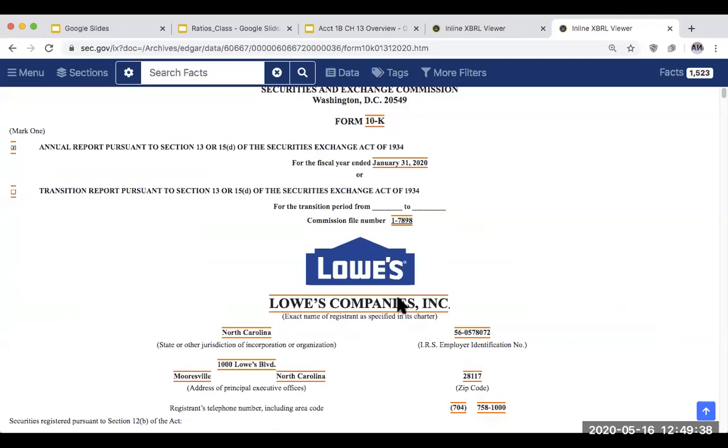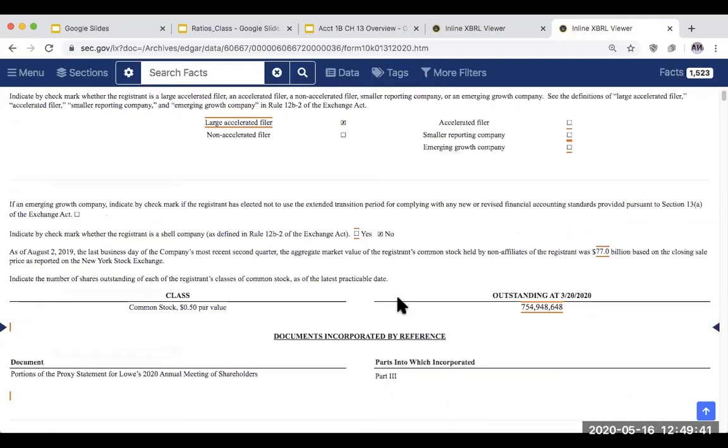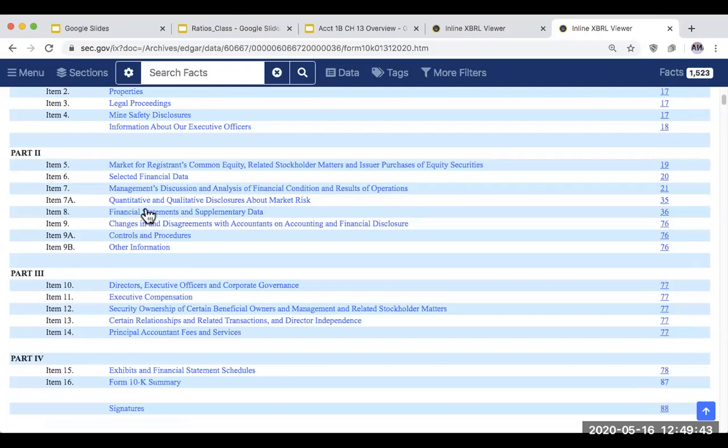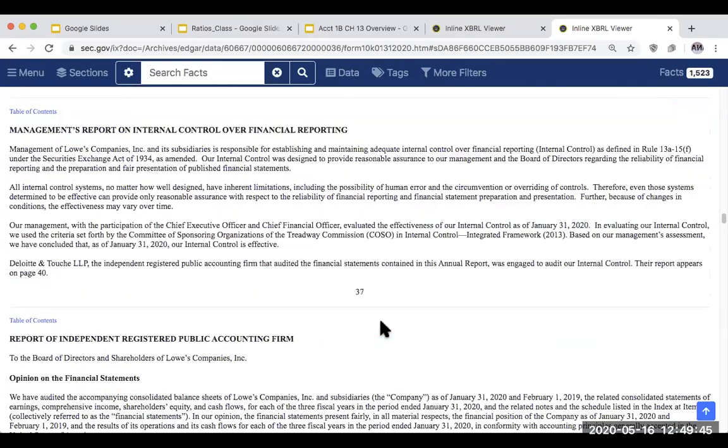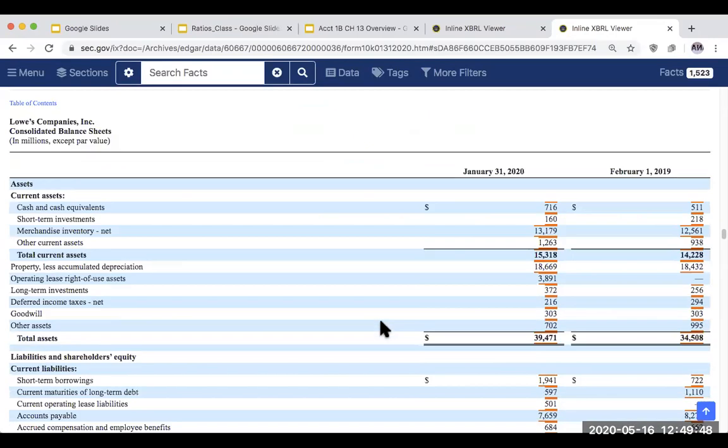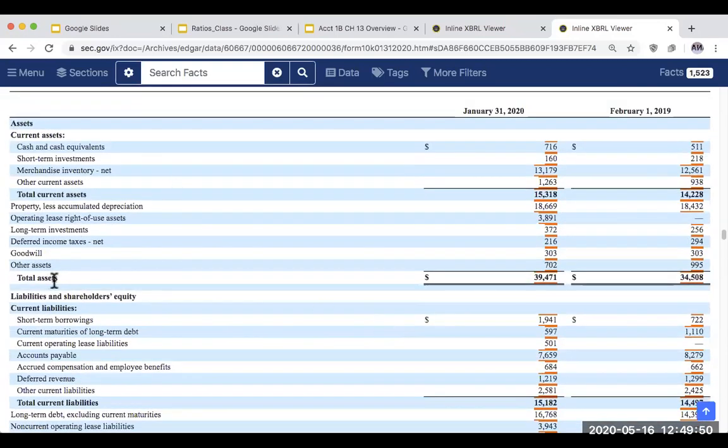So these are the financial statements here of Lowe's. And now let's take a look at their financial statements. So we're going to go over here to the financial statements, and here, Lowe's has total assets of about $39 billion. And their merchandise inventory is about 13.1 billion. So if I took 13.1 billion and divided that by 39.4 billion, I would come up with about 33%.